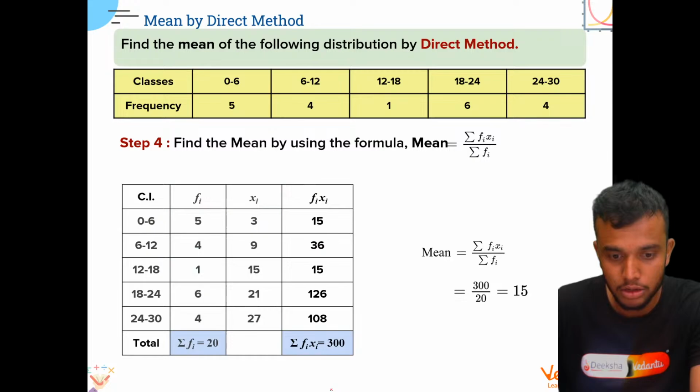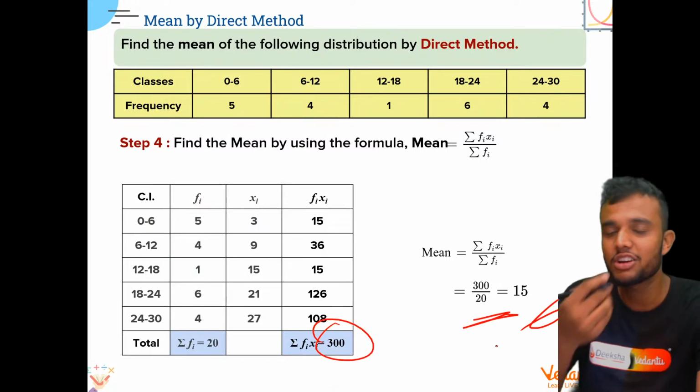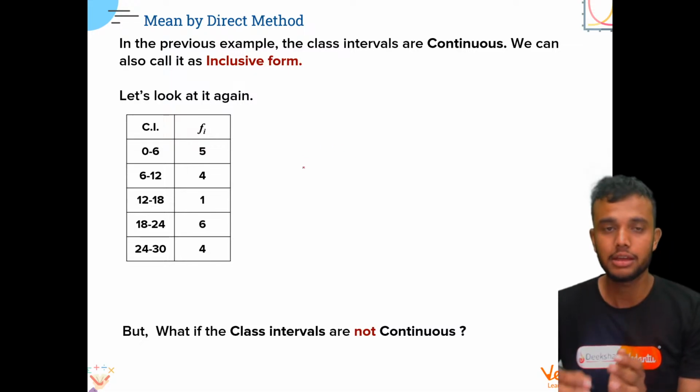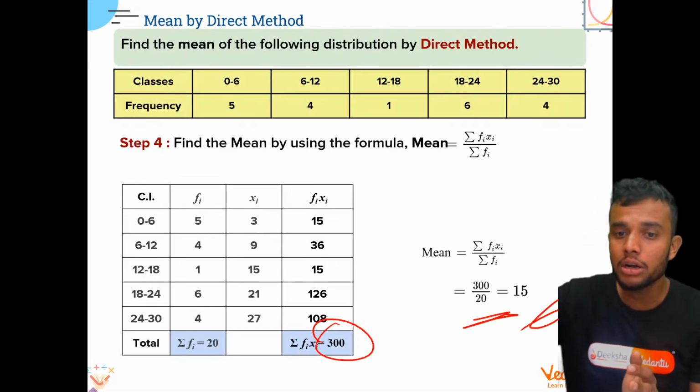Then add all these values, and you get the final answer. Mean is equal to the summation of fi xi divided by the summation of fi. You got the answer. Let's look here: this is the conclusion for the continuous form.